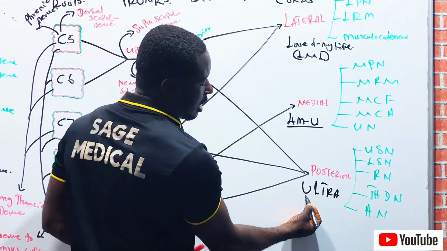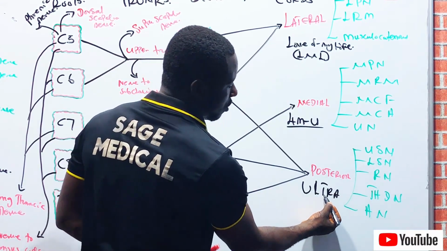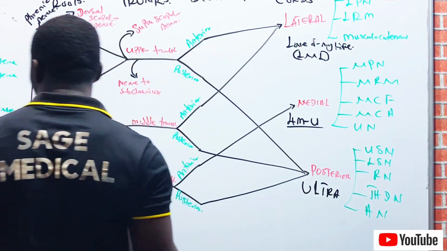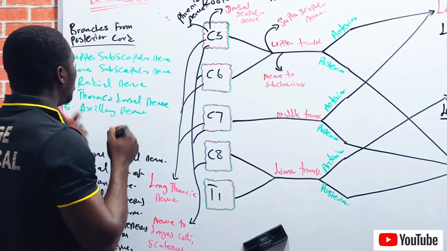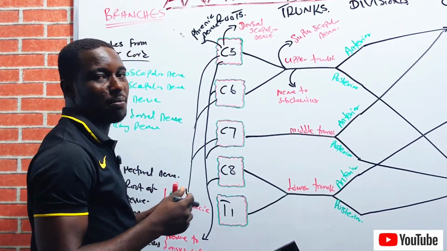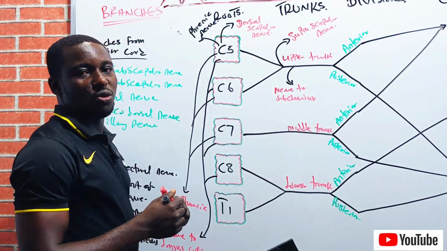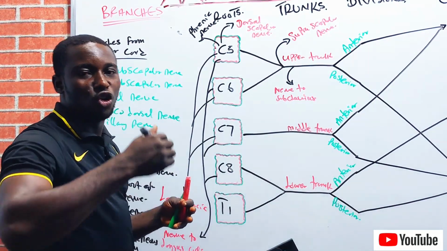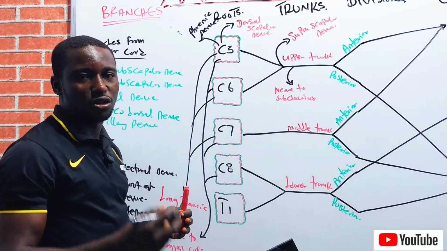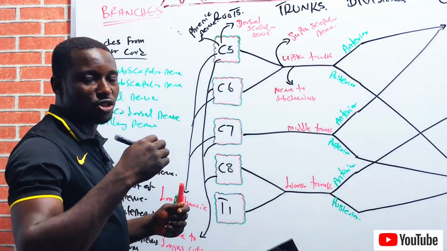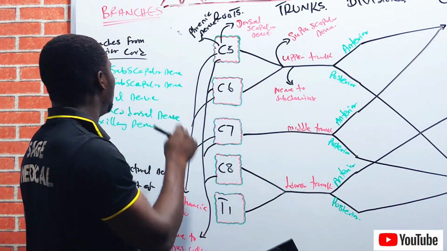The branches from the posterior cord are the upper subscapular nerve, lower subscapular nerve, thoracodorsal nerve, radial nerve, and axillary nerve. The upper subscapular nerve supplies the subscapularis muscle, which is one of those muscles that serves as a medial rotator and adductor of the humerus. You get? It supplies the subscapularis muscle.